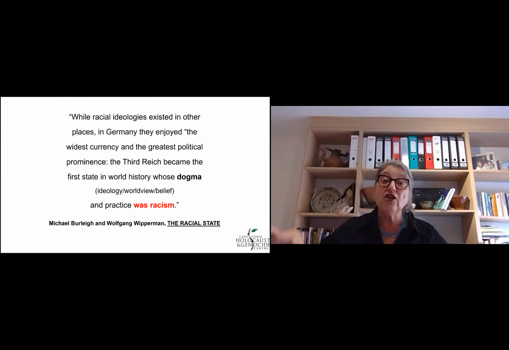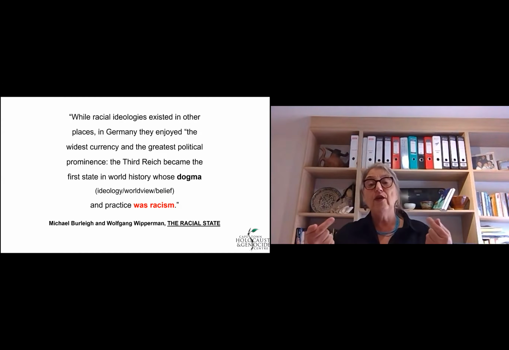So the racial ideologies existed in other places, but in Germany, they enjoyed the widest currency, that means everybody approved, and the greatest political prominence, and the Third Reich became the first state in world history whose dogma, that means ideology, worldview, belief, and practice was racism. Okay, we all know what happens in South Africa in 1948, but this is before that. So they were the first state that made racism its foundation.